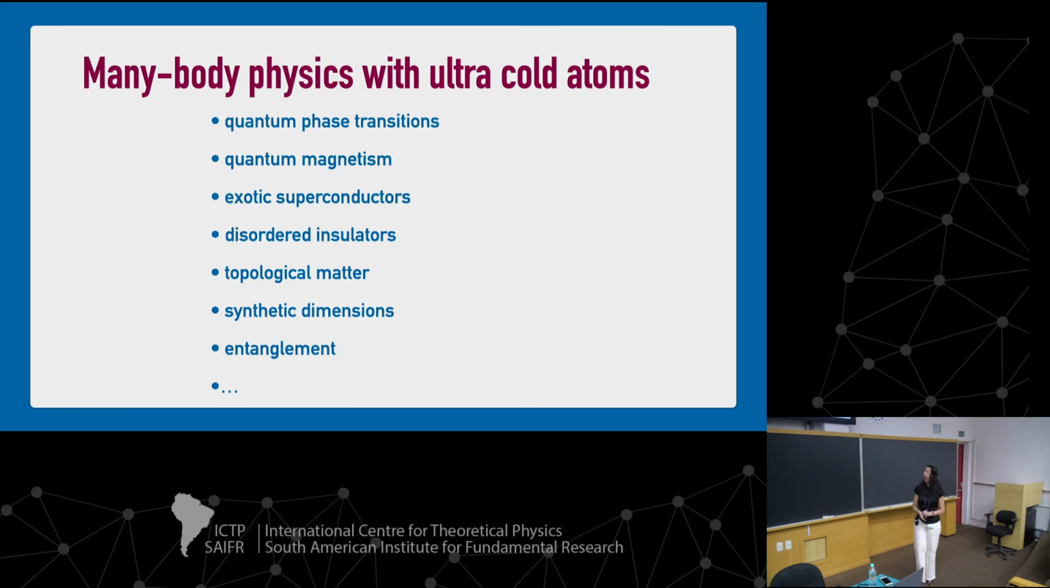So the idea then is to study many-body physics with ultra-cold atoms in optical lattices. And what can we do with that? We can look at quantum phase transitions, quantum magnetism, some exotic types of superconductors, topological matter, synthetic dimensions, entanglement. The list is so vast, it's hard to choose what I'm leaving in and what I'm leaving out. But there is an enormous amount of things you can do in condensed matter within this platform.